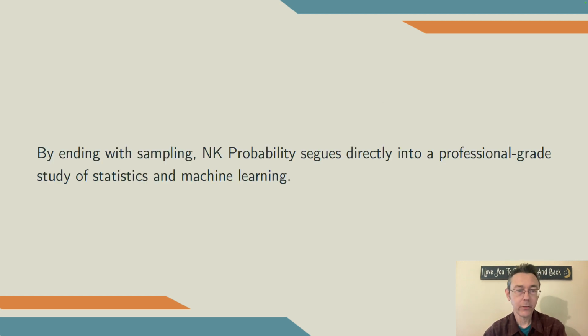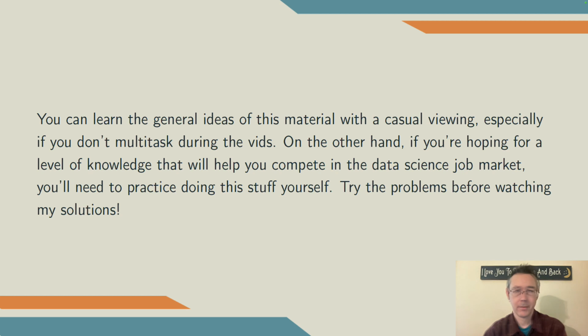By ending with statistical sampling, this probability course segues directly into that professional grade study of statistics and machine learning that I mentioned earlier. If you're taking a course like this at a college or university, typically you follow it up directly with a course with a title like Mathematical Statistics or Statistical Inference. You'll be ready for any course like that.